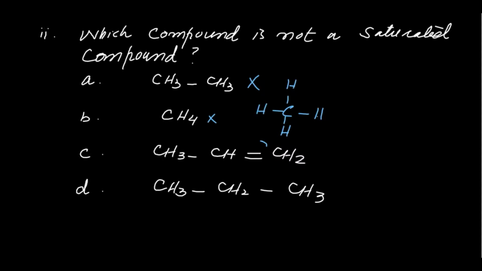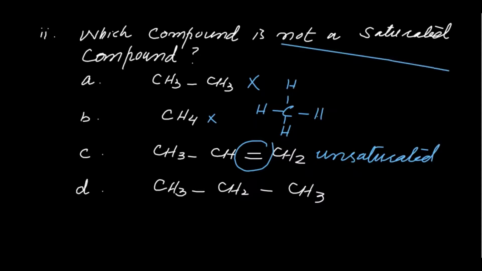Now student, if we see the third option, option C which is given. In this option, you can notice that in this compound we have multiple bonds. A double bond is present between two carbon atoms. The presence of a double bond shows that this compound is not a saturated compound, or in other words we can say this is an unsaturated compound. Unsaturated compound means not saturated. Right students, so what is our correct option? Our correct option is option C. This compound is not saturated.